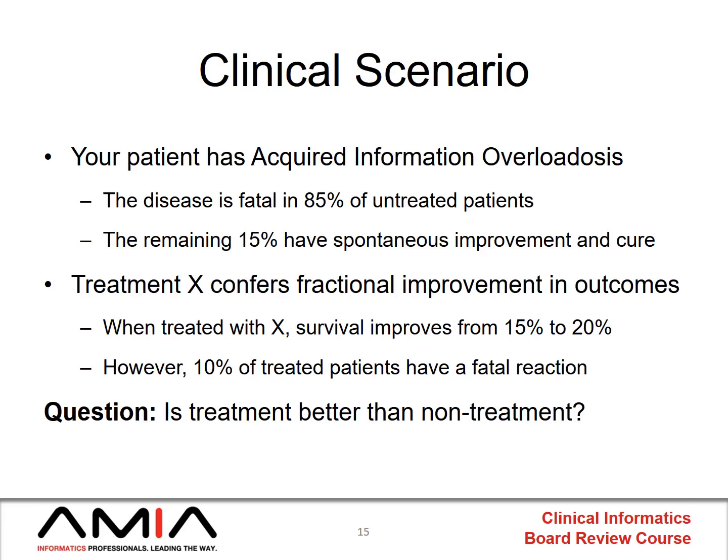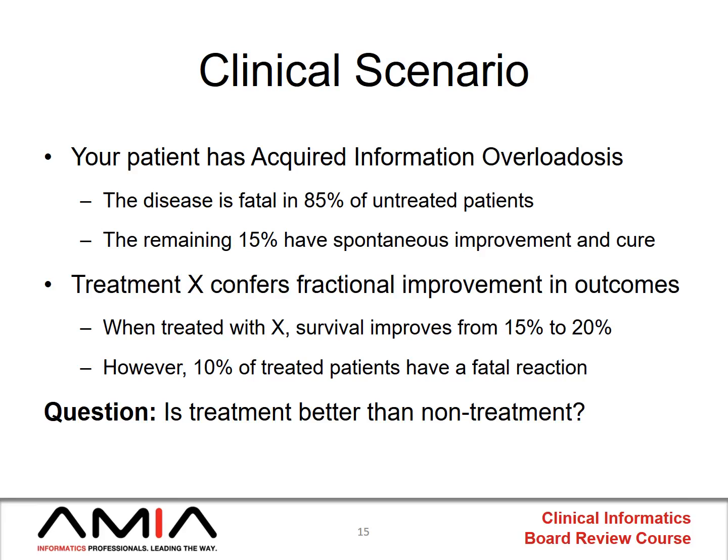Now, let's say that there's an alternative treatment, a new treatment called X. And if you give patients treatment X, their survival does improve from 15% to 20%. So a slight improvement. But there's this, no good deed goes unpunished. There's this unfortunate side effect that 10% of patients who are treated will immediately die on the spot with a fatal reaction. And so the question to us is, which one's better?